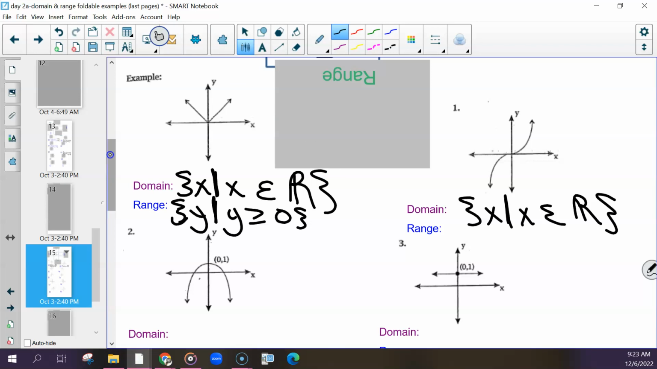You could also ask yourself, what is the furthest point to the left? We don't know it because it keeps going. What is your furthest point to the right? We don't know it because it keeps going. If you don't know both, that's all real numbers.